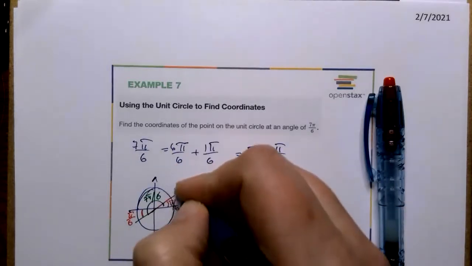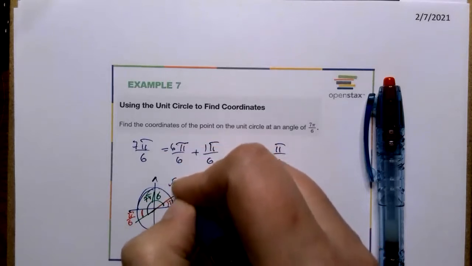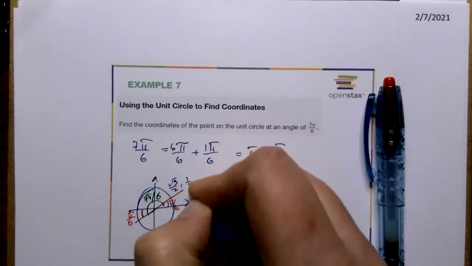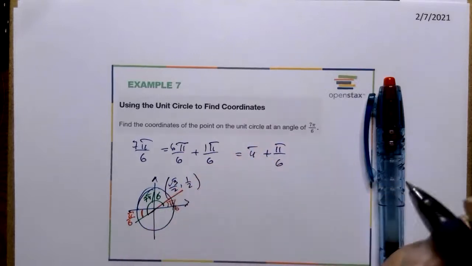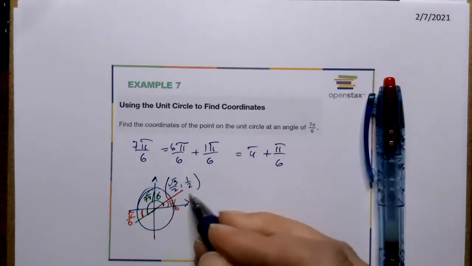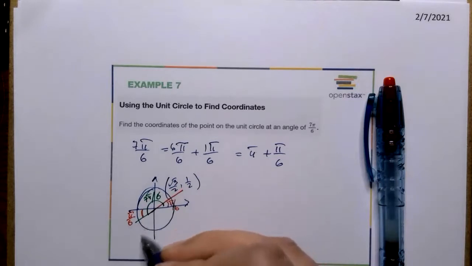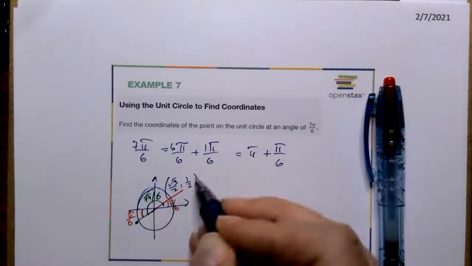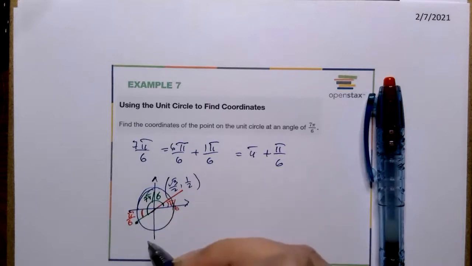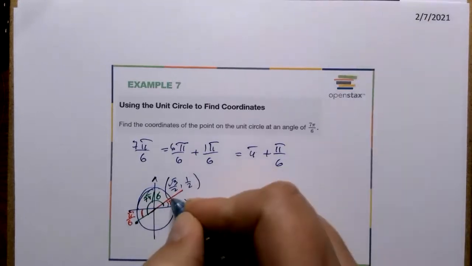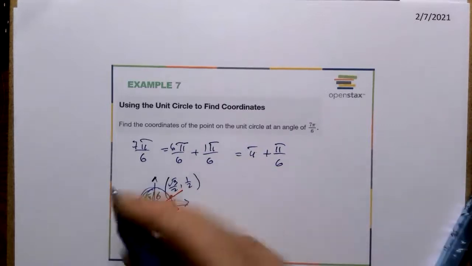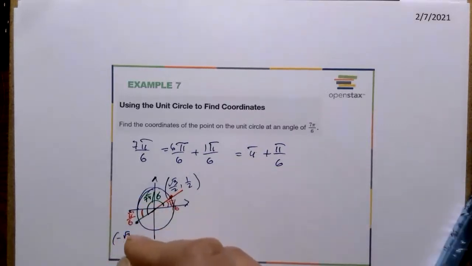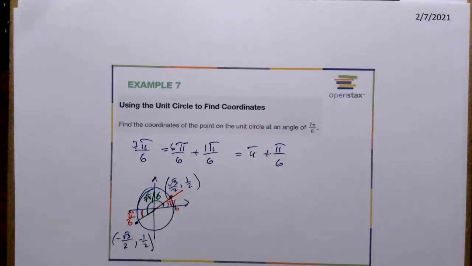So the coordinates here are square root of 3 over 2 and 1/2, same as for 30 degrees. And then the coordinates of this point on the other side of the origin, symmetrical with respect to the origin, is negative root of 3 over 2 and negative 1/2. All right.